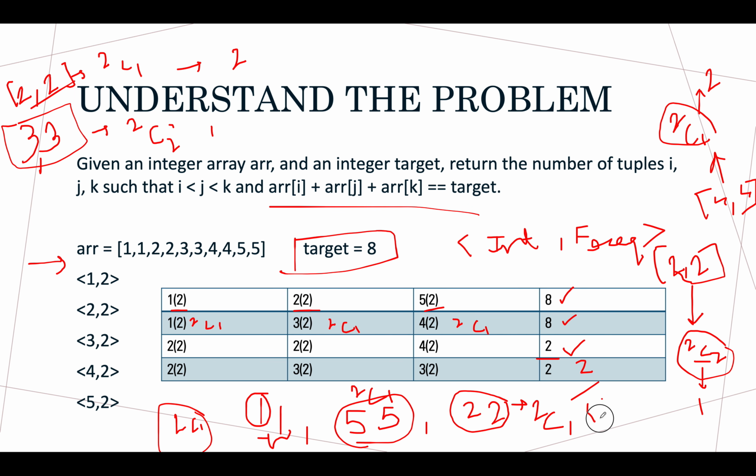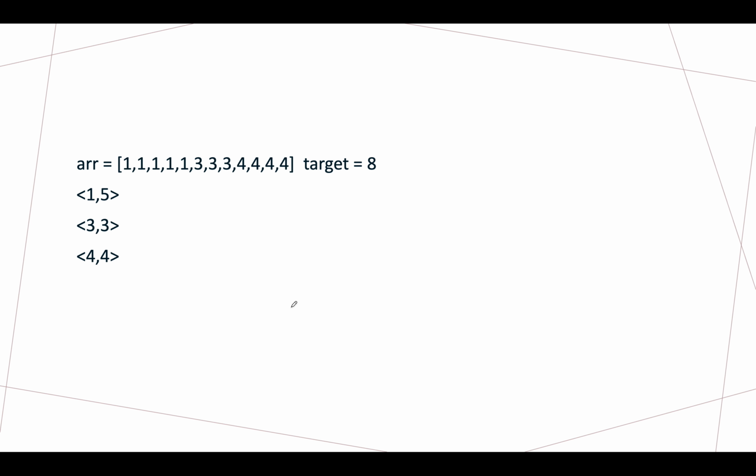So this becomes 20. So let's talk about a simpler case now. Here we have 5 ones followed by 3 threes and 4 fours, and the target that we are looking for is 8. Out of these, one possible way to generate 8 is 1, 3 and 4. This is the tuple that gives us 8.